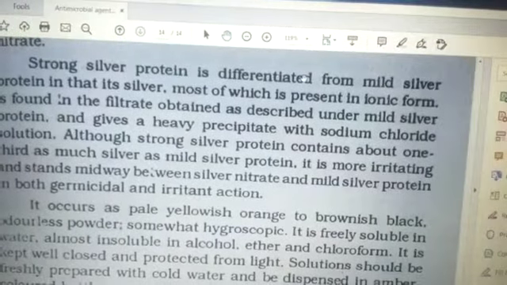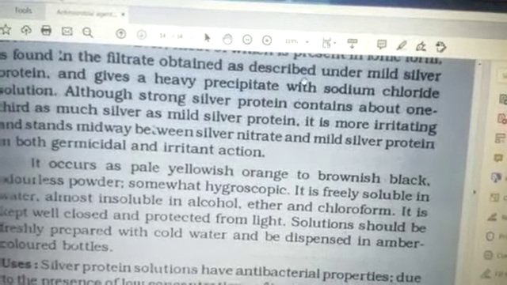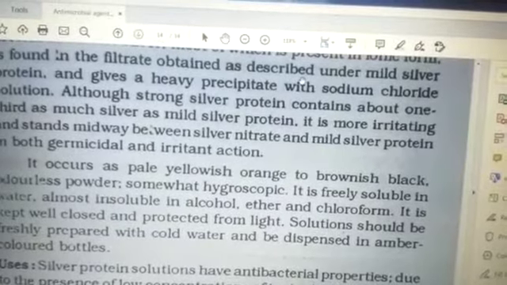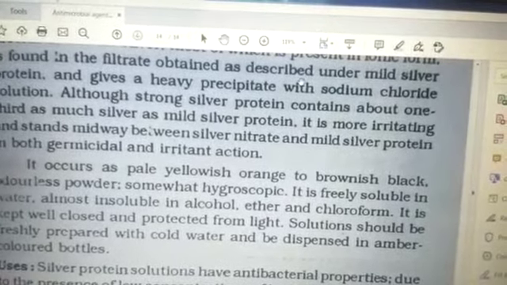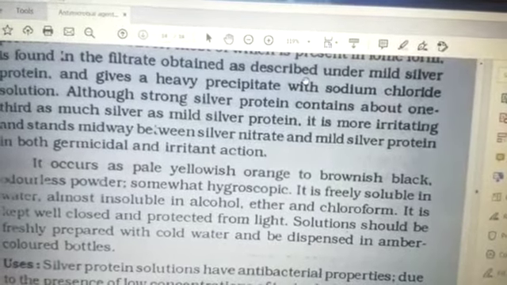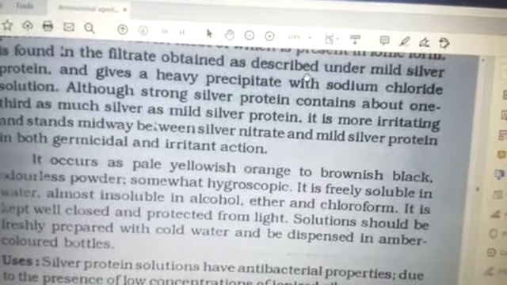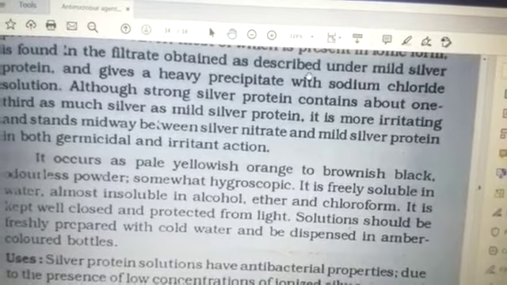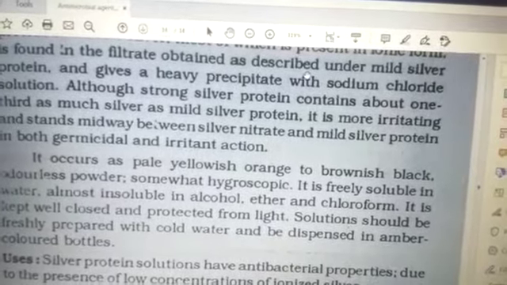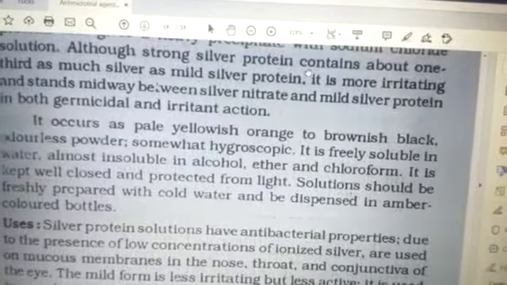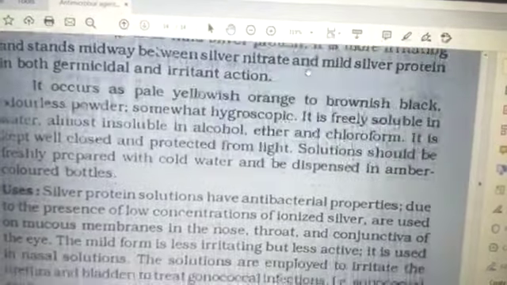It occurs as a pale yellowish orange to brownish black colored, odorless powder, and somewhat hygroscopic in nature. It is freely soluble in water, almost insoluble in alcohol, ether and chloroform. It is kept well closed and protected from light. Solution should be freshly prepared with cold water and dispensed in an amber colored bottle.